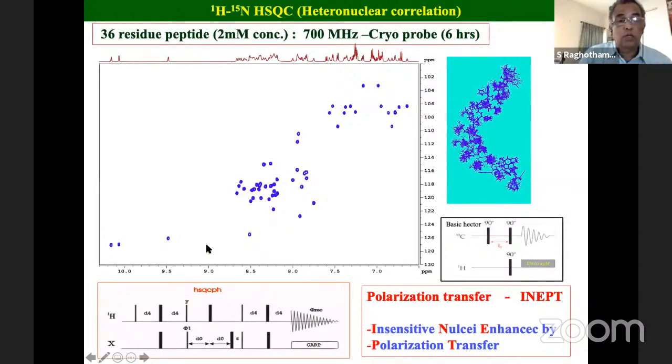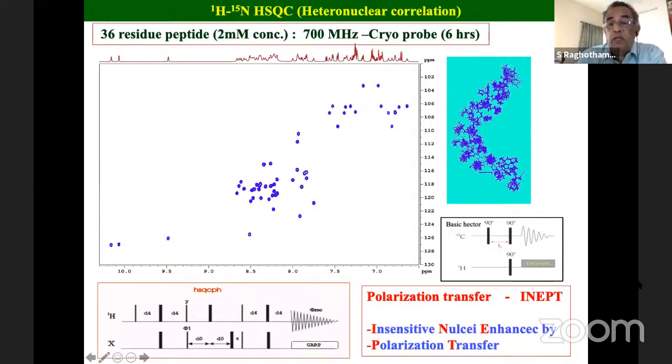So now what you do here is, because the nitrogen's magnetic moment is quite low, it is less sensitive. So you pull out the polarization from the proton and give it to the nitrogen. All those things are done in this part, and eventually you detect it. If you detect in the proton channel, it's time consuming. There are so many intricacies, we will not go into those details.